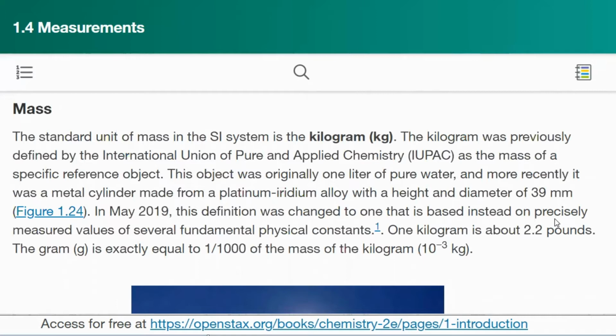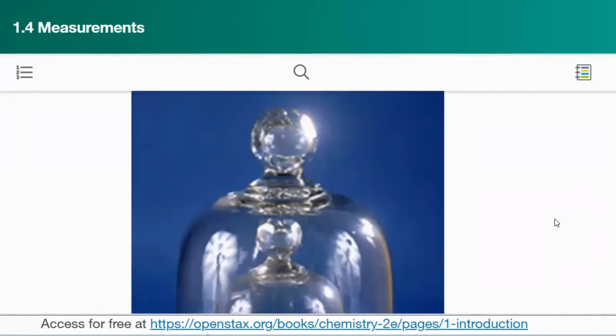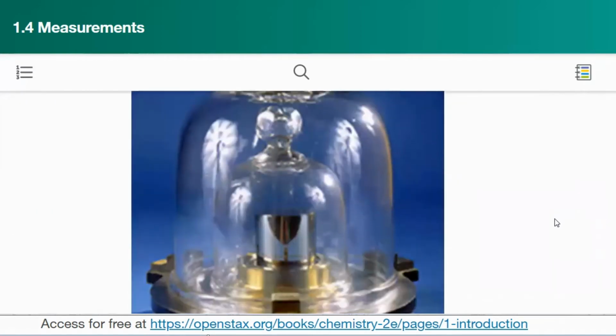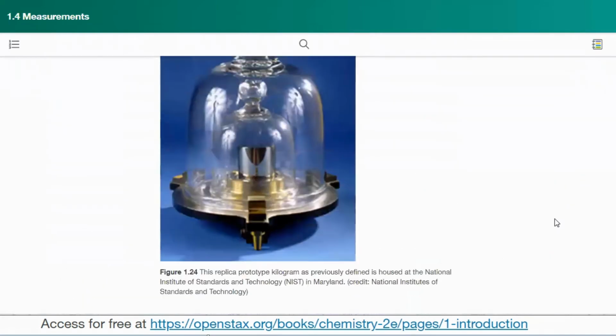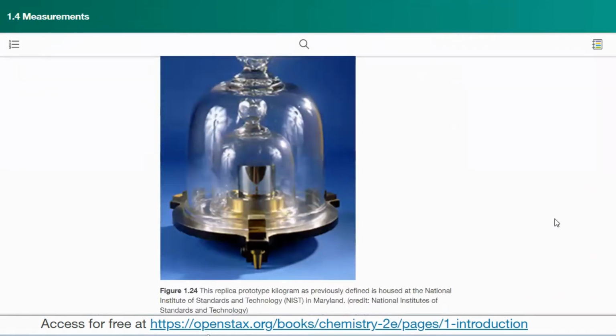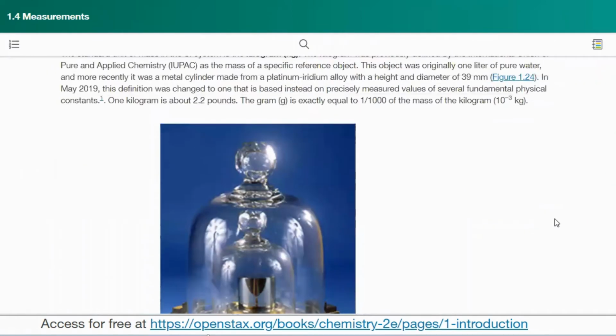1 kilogram is about 2.2 pounds. The gram is exactly equal to 1/1000th of the mass of the kilogram, 10 to the minus third kilograms. So this replica prototype kilogram, as previously defined, is housed in the National Institute of Standards and Technology in Maryland. Remarkable.